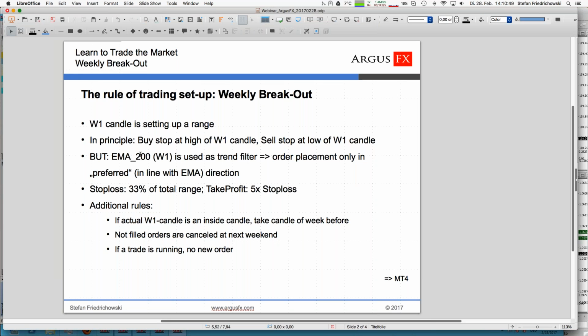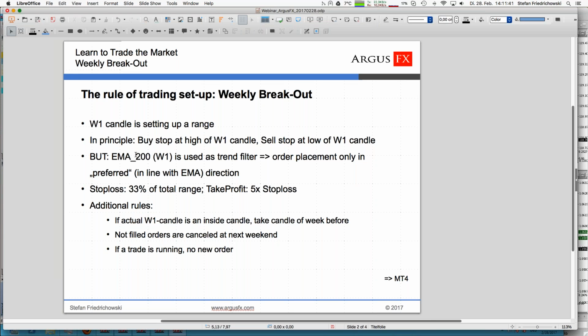We use additionally an EMA as a trend filter. What does it mean? For example, if our complete W1 candle is above that EMA, then it would mean we only place the buy stop order on the upper side of that candle. And vice versa, of course. So what we do is we do only trading activities into, I call it a preferred direction, and that preferred direction is given by the EMA. In case that our actual EMA 200 lies in the middle of that candle, then we place both orders.